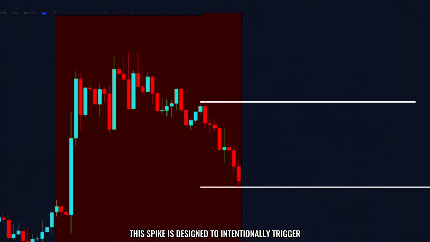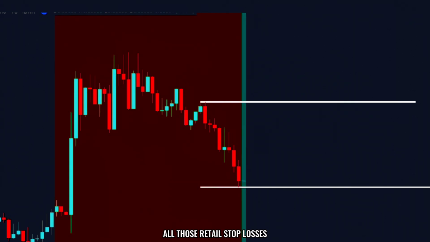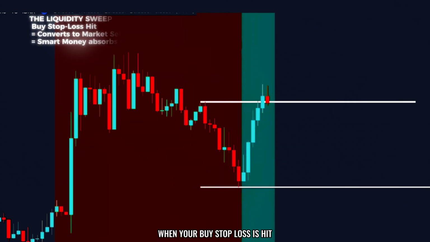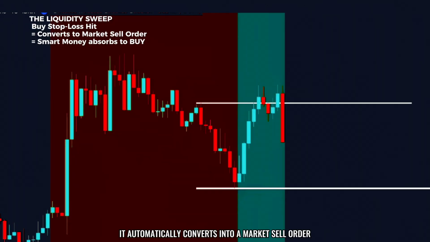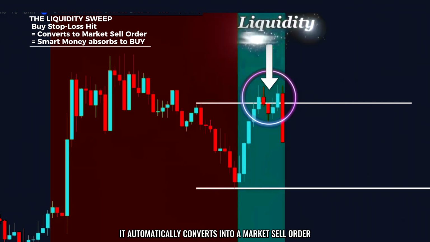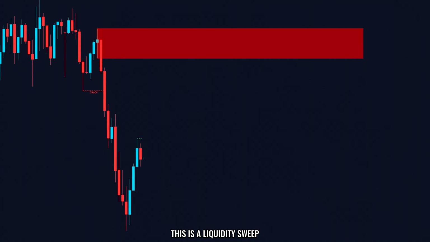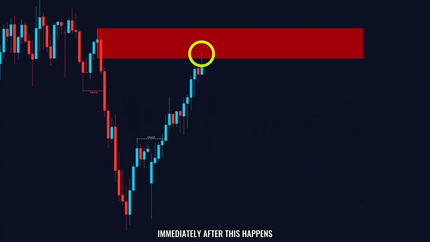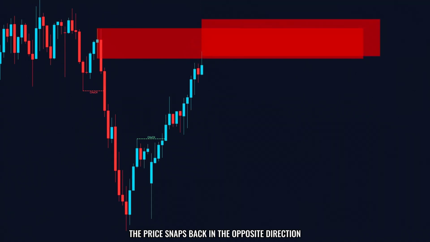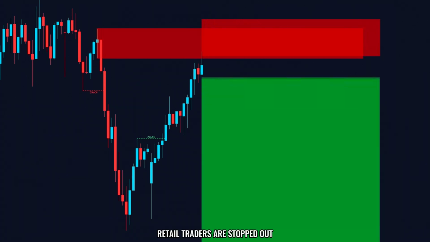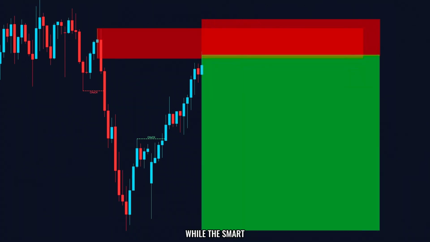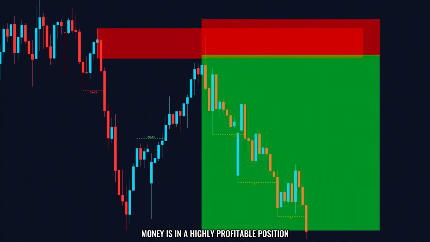This spike is designed to intentionally trigger all those retail stop losses. When your buy stop loss is hit, it automatically converts into a market sell order. The algorithm absorbs these massive sell orders to fill its own large buy positions at the best possible price. This is a liquidity sweep. Immediately after this happens, the price snaps back in the opposite direction. Retail traders are stopped out, while the smart money is in a highly profitable position.